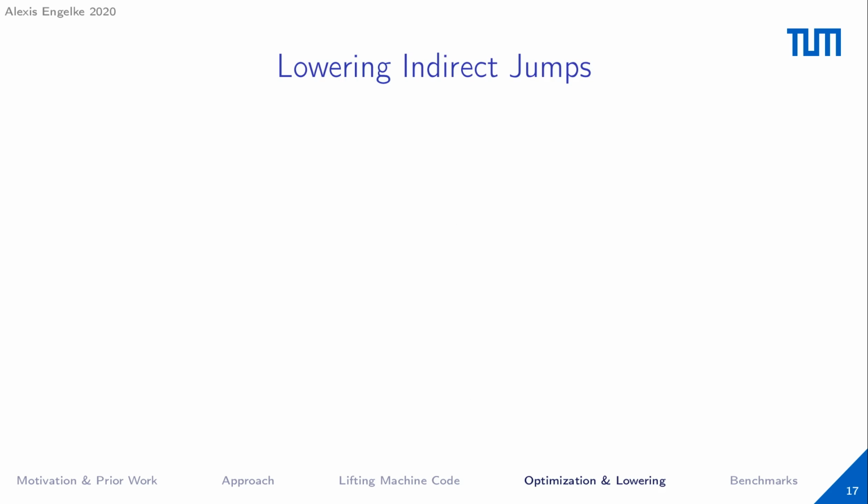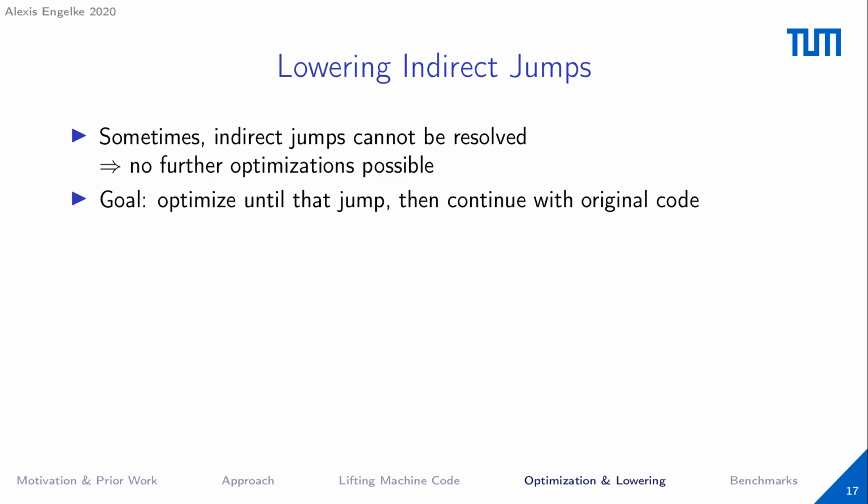When lowering the resulting optimized LLVM-IR code, one problem can occur. It can happen that there are still indirect jumps where the target address could not be resolved. At this point, no further optimizations are easily possible. Therefore, we want to optimize as much as possible up to that jump and then continue execution at the original code. This incurs several challenges.